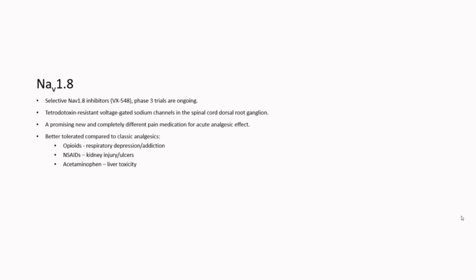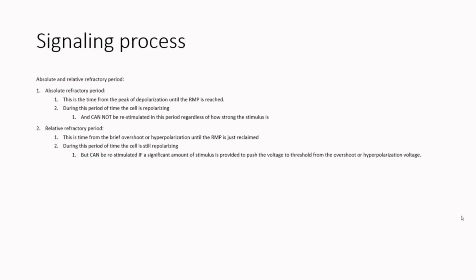Before we move on, I know I said we're going to keep it as an oversimplified overview. I just wanted to mention there are NaV 1.8 inhibitors currently going through phase 3 trials. NaV 1.8 is a tetrodotoxin-resistant voltage-gated sodium channel, which we find in the dorsal root ganglion, and it's a new pain medication. It is very promising and is better tolerated compared to the classical ones.